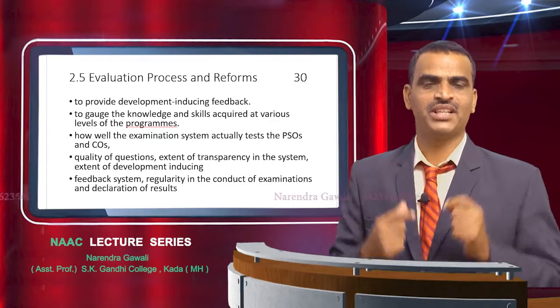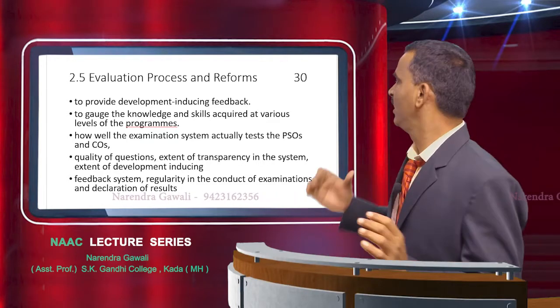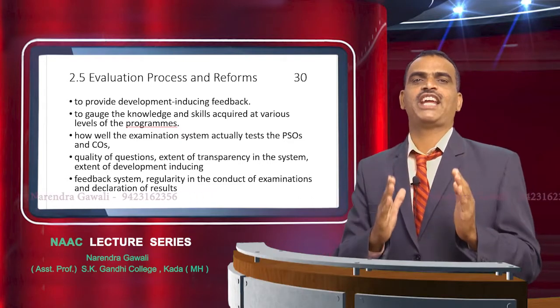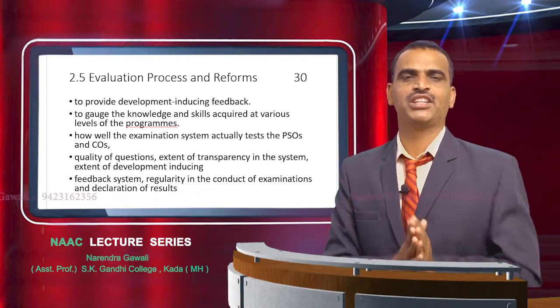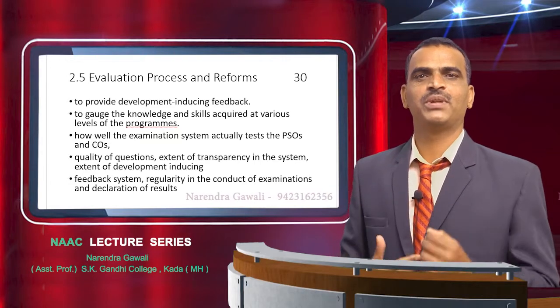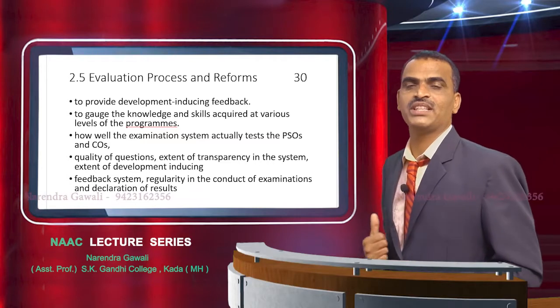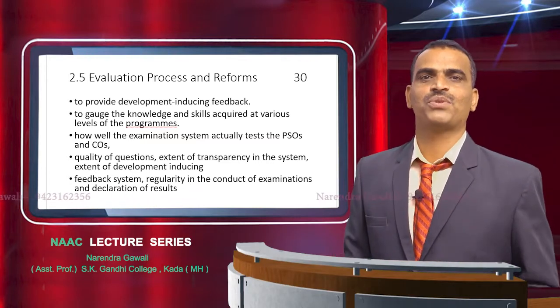And declaration of result. There should be transparency or a mechanism, a fixed stipulated time. The standard time mentioned by UGC is 45 days after examination, when the result should be declared. So higher education follows this process. These are the evaluation process and reforms.